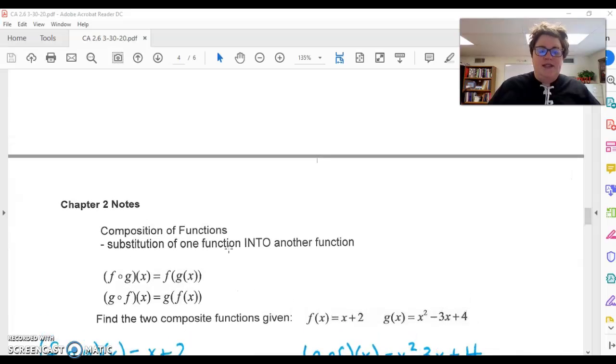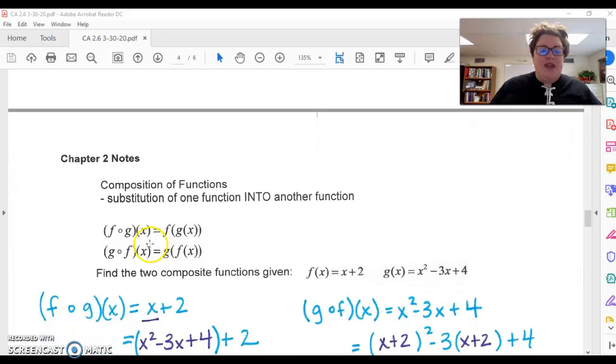Okay, so the next thing we can do with functions is what's called composite functions, and this is where you substitute one function into another function. So we have f composed of g, g composed of f, and what this means is you start with the first one. For f composed of g, we start with the first function, and everywhere there's an x, you want to substitute in your g function into that. And then the second one, g composed of f, you start with your g function, and everywhere there's an x, you're putting your f function.